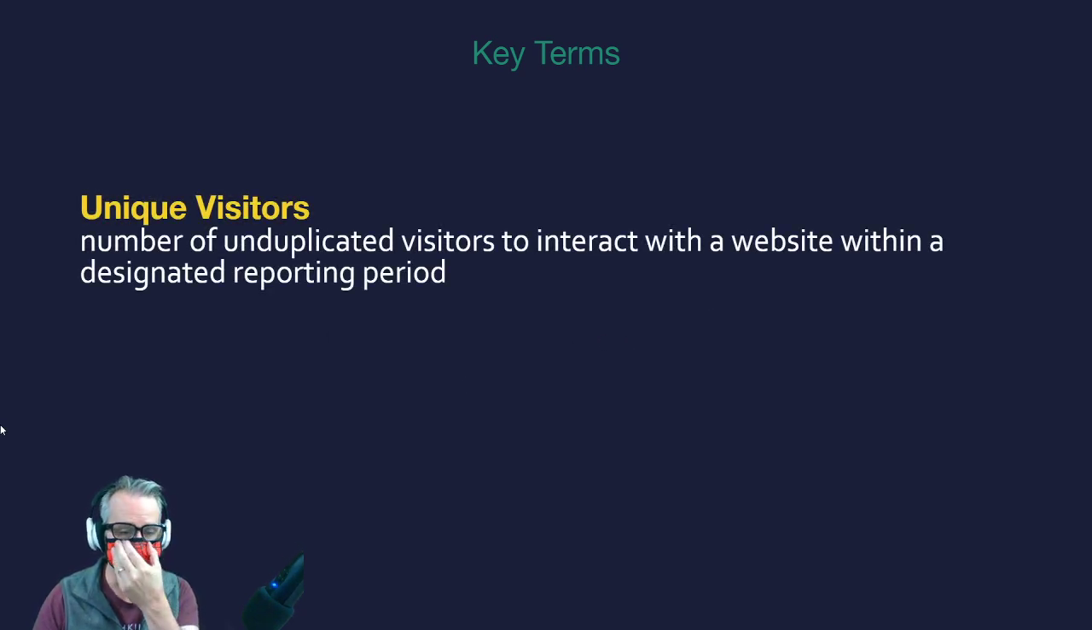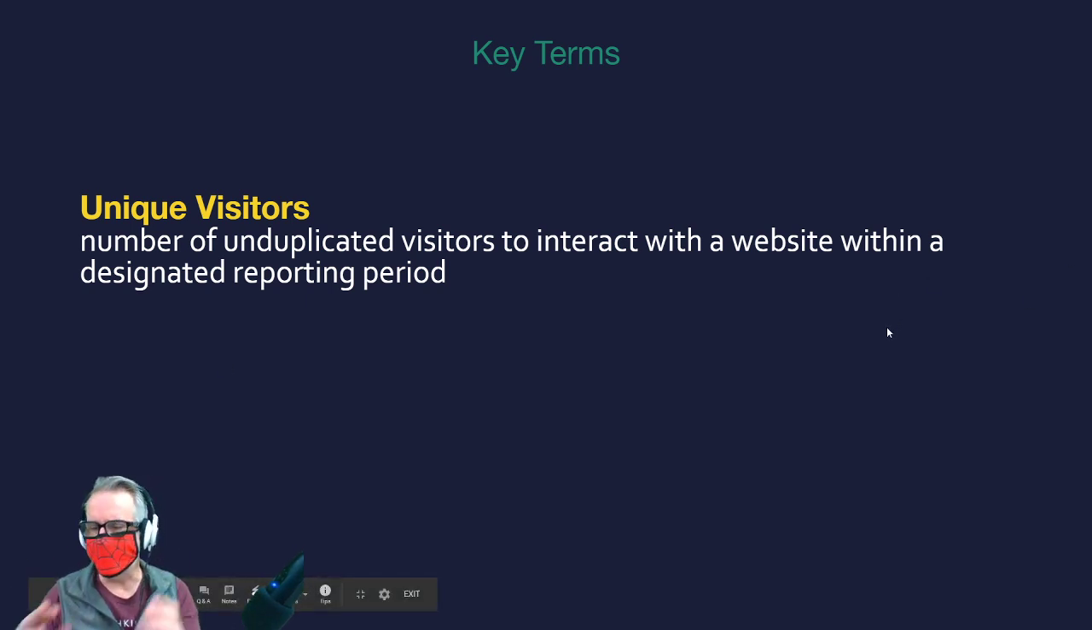Unique visitors: the number of unduplicated visitors to interact with the website within a designated reporting period. So the main thing I want you to think about there is within a designated reporting period. So if someone's never been to your website before and they go to your website for the very first time, of course they're a unique visitor, right? But if you're measuring within like a week, right? If someone goes to your website one time and then a week later, or 2 weeks later, they go to your website again, that wasn't within that 1 week time frame. So the second time they're counted as a unique visitor, even though they've been to your website before.